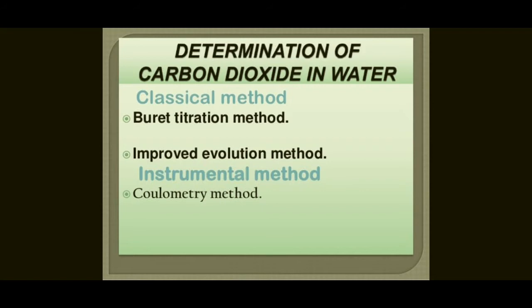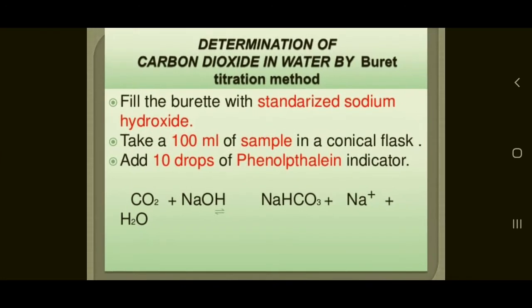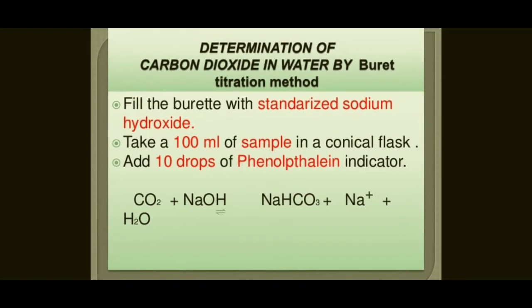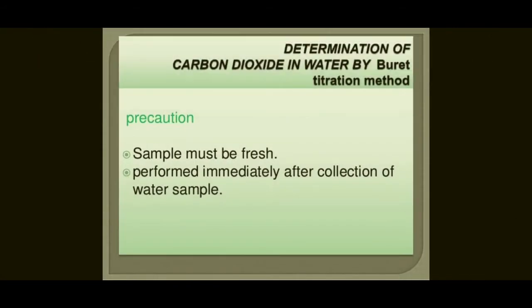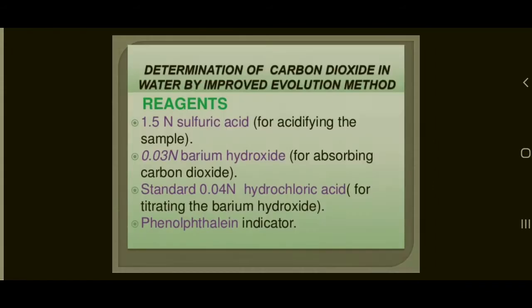Okay students, in the classical burette titration method, fill the burette with standardized sodium hydroxide. Take 100 ml of sample in a conical flask and add 10 drops of phenolphthalein indicator. The reaction is CO2 plus NaOH gives Na2CO3 plus H2O. The sample must be fresh and the test performed immediately after collection of the water sample.